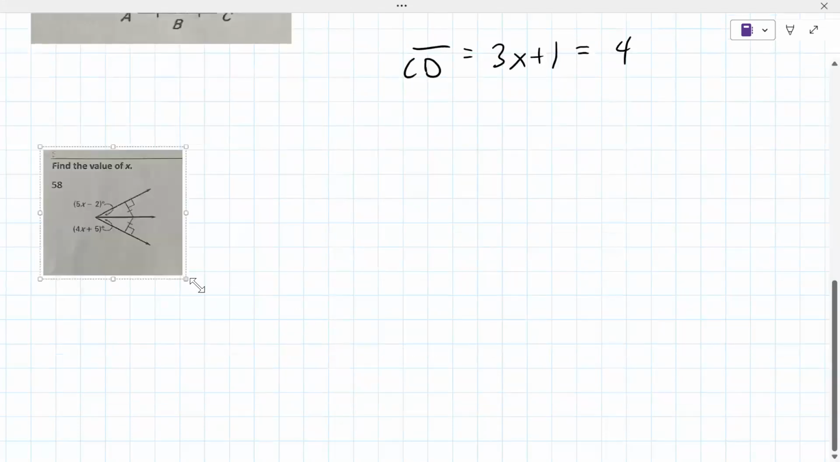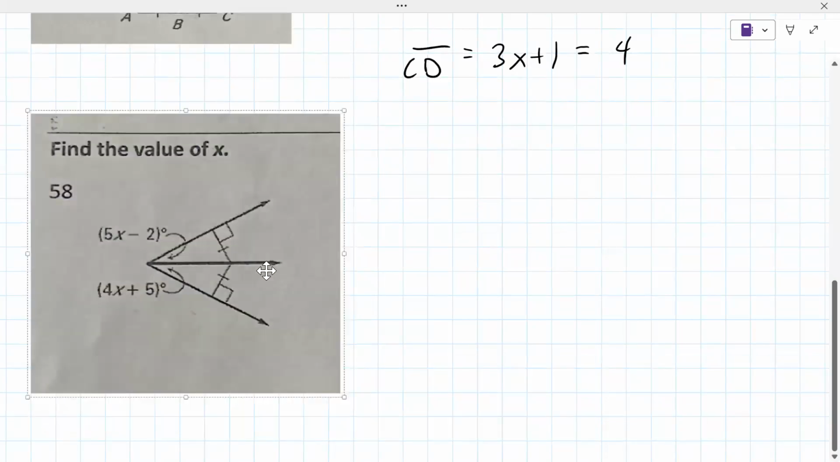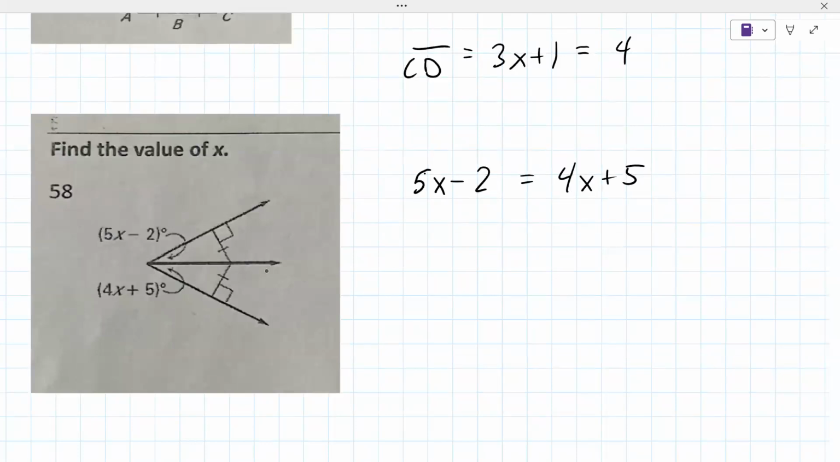58 here, same thing. The angles are congruent. It's a final, so you don't have to get perfect. You just got to get through it. If you're not sure, just set them equal. Go ahead and solve for X, please.